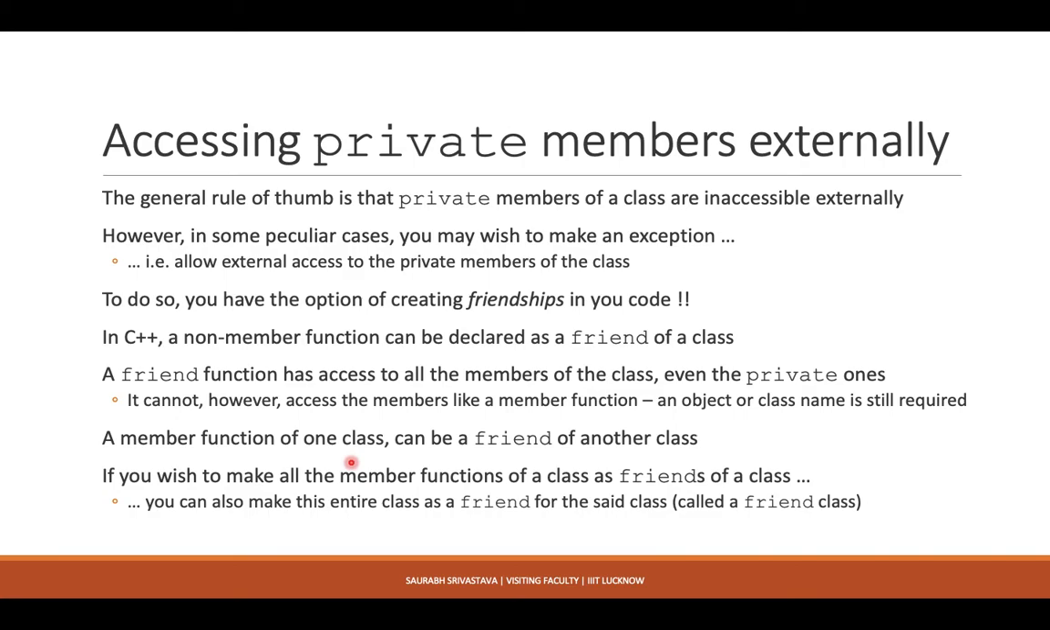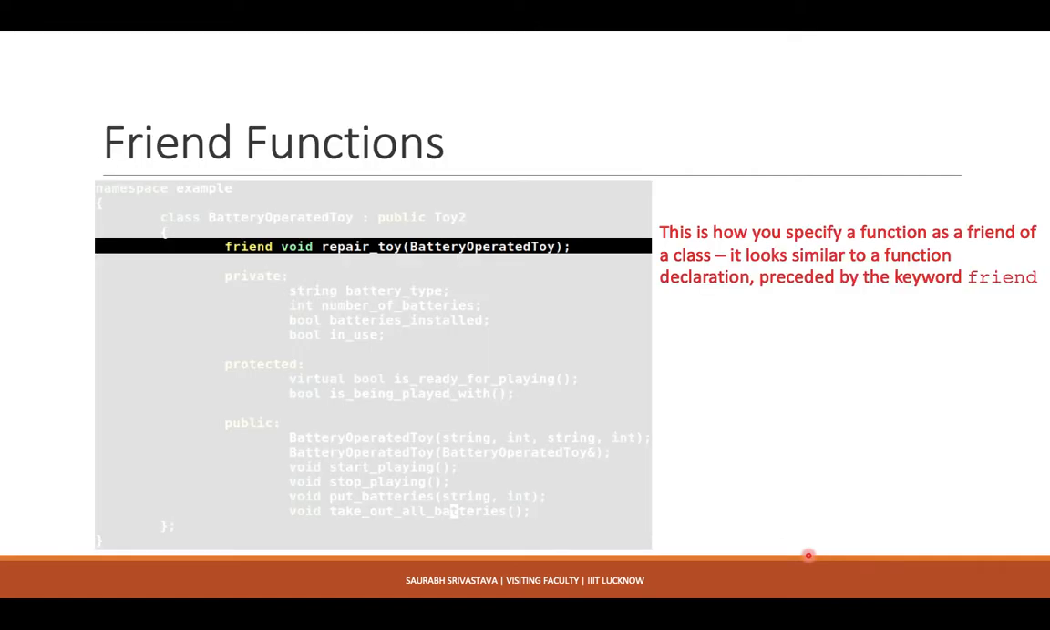Now, if you realize that there are far too many methods in class B for which I have to create a friendship relationship, there is also an option to make a whole class the friend of another class. So there can also be friend classes, not just friend functions, but friend classes as well. And this is how you give the information about a friend function.